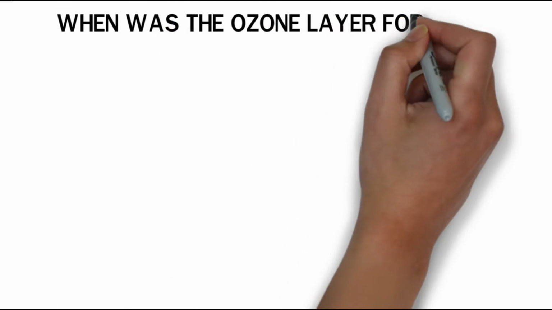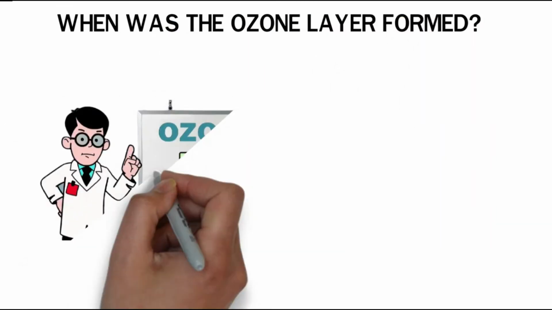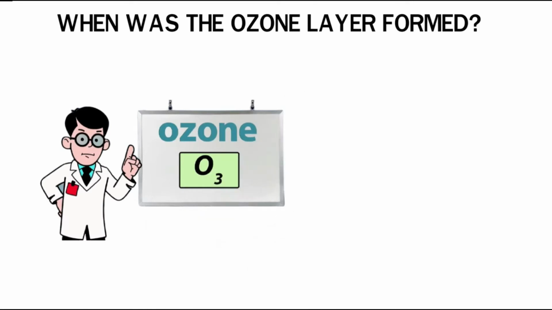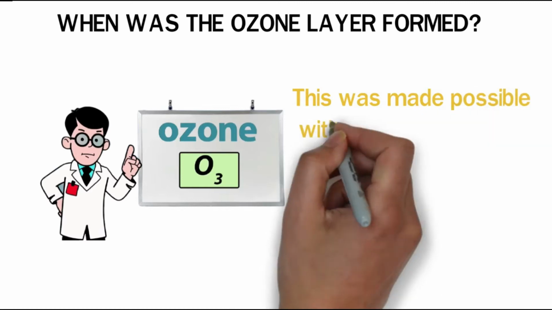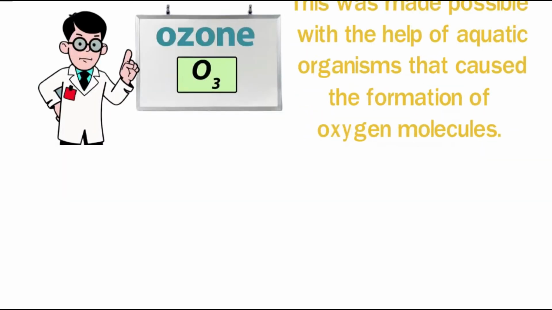When was the ozone layer formed? Scientists believe that the Earth developed enough ozone to protect all biological processes on its surface about 600 million years ago. This was made possible with the help of aquatic organisms that caused the formation of oxygen molecules.